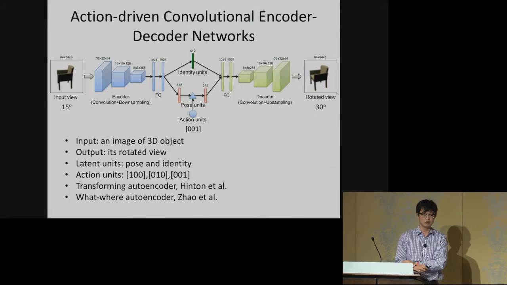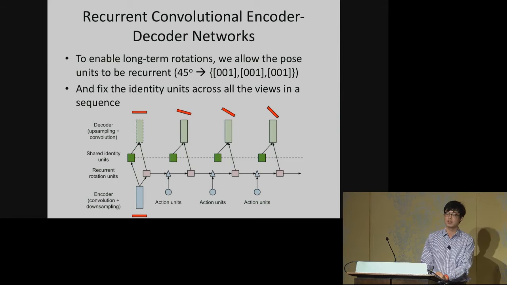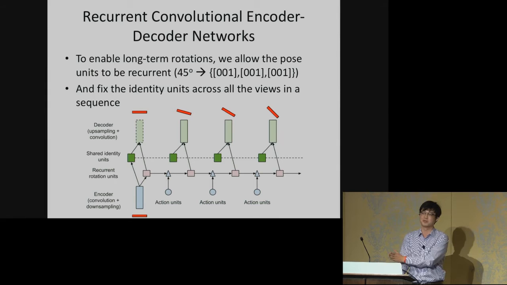But how can we rotate the object over a longer term? For example, suppose we want to rotate 45 degrees. What should we do? Here, we allow these action units to be recurrent. This way, we can decompose the 45 degrees into three steps, three action inputs: 001, 001, 001. It's obvious. In this way, we have a recurrent neural network so that we can present a sequence of different views of the same object for training.